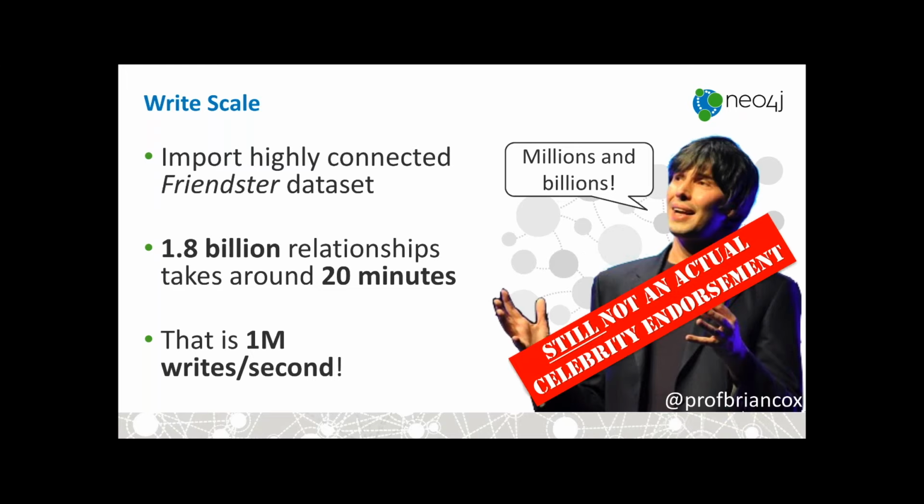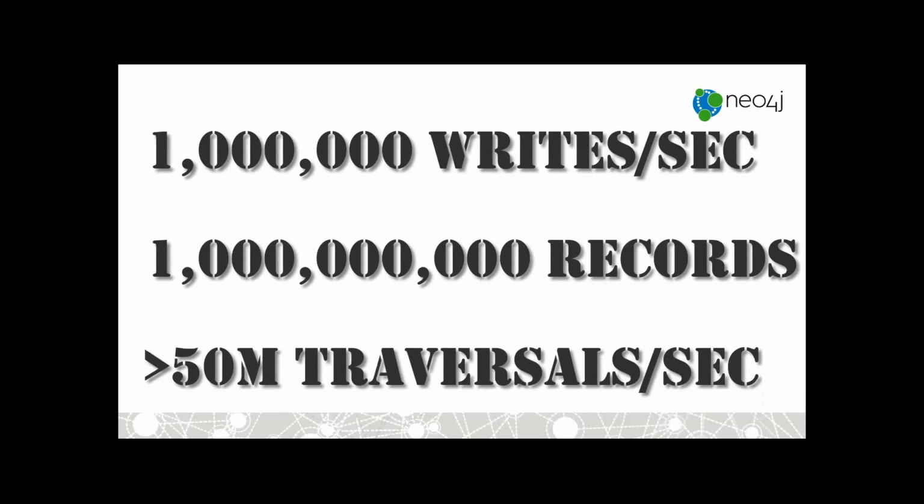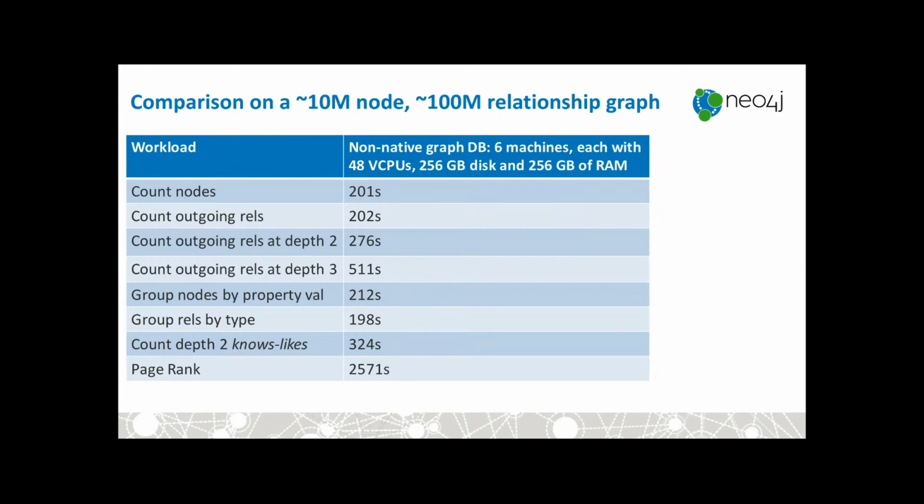Still not a celebrity endorsement. In terms of transactional updates, even on my laptop, I can get several thousand ACID transactions a second through Neo4j. That's a lot of headroom, even on some very, very poor, relatively poor hardware. Let me put it in, big bold for you. That's 1 million writes a second on 1 billion records at greater than 50 million traversals a second. That is a lot of horsepower that you get from native technology.